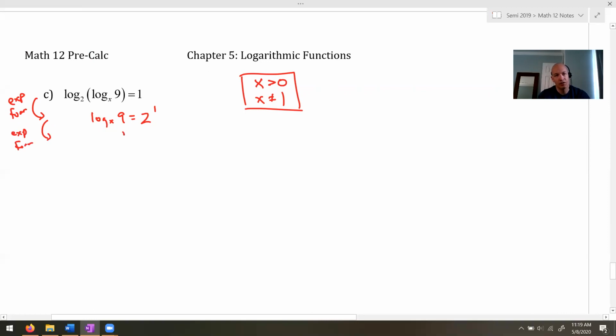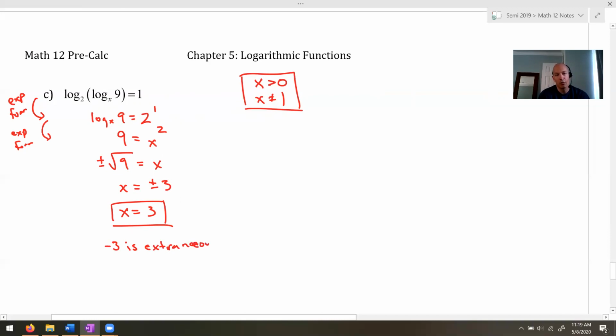So what this says is the 9 stays put, x becomes the base on the other side, and 2 becomes the exponent. So 9 equals x squared. If you do it this way, now we've got a square root. Don't forget the plus or minus when you're doing square roots with variables, so we've got plus or minus 3. We have the restrictions that x must be bigger than 0 and x cannot be equal to 1. So what we would say is x equals 3 is the only real answer. The negative 3 is extraneous. Okay, so that's probably how I would go about solving this.